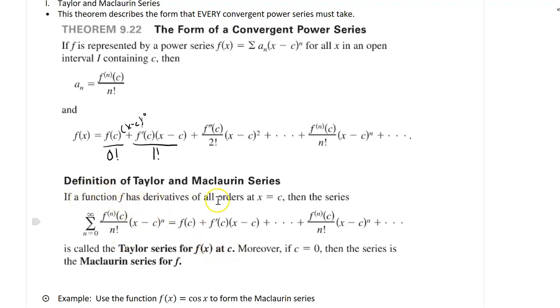So if a function f has derivatives of all orders at x equals c, then the series given by that form we just talked about is called the Taylor series for f of x at c. And if c equals 0, then this series is called the Maclaurin series for f. So a Maclaurin series is just a very particular Taylor series where c is equal to 0.